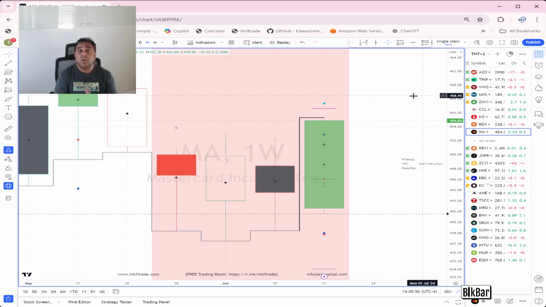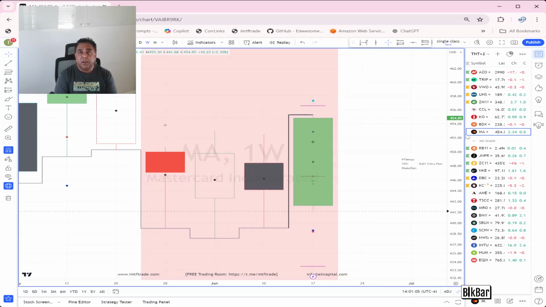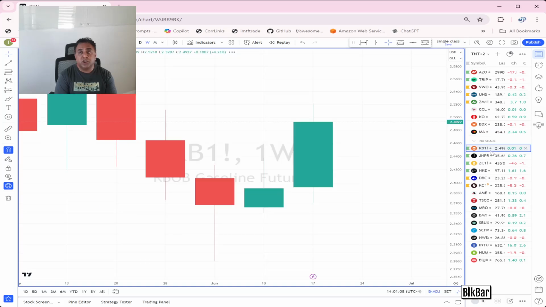Not bad at all. You still ended up profitable at the end of the week, even with the markets fluctuating the way they did with a lot of volatility. Okay, so now let's look at the no shade trades.